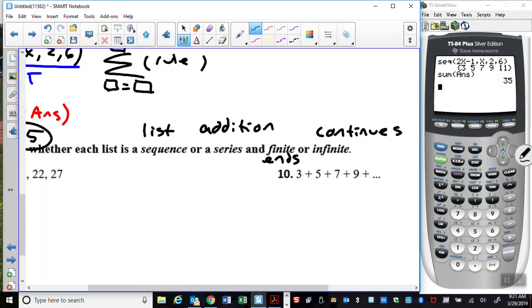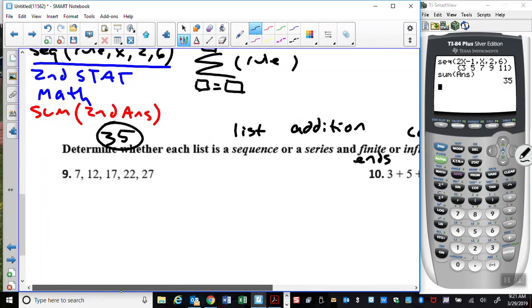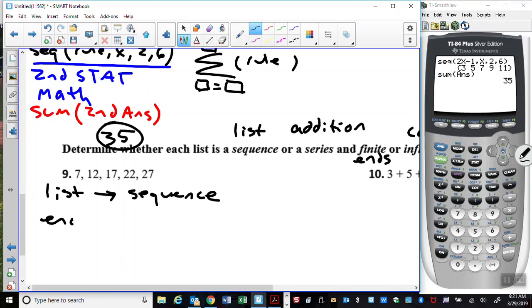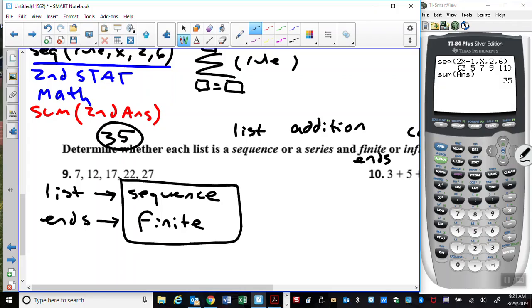All right. So this first one, number 9, are we adding or are we listing? Well, there's commas, so it's a list. So it's a sequence. How can you tell if it goes on forever or not? If you see any ellipses there, the 3 dots, it goes on forever. If you don't see that, it doesn't, so it ends. So it's finite. All right, go ahead and try number 10.